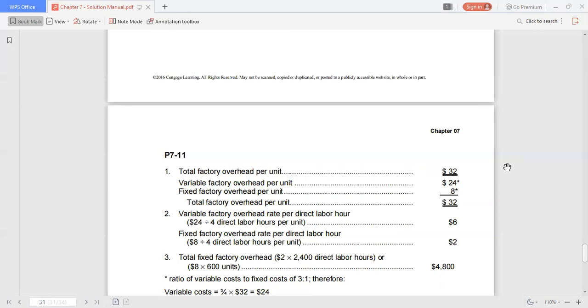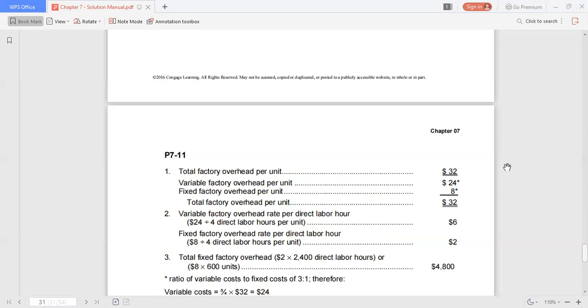So now you see the components, materials 18 per unit, direct labor 36 per unit, and total factory overhead per unit is equal to 32. So we have now the total unit cost equal to 86. Okay, the standards are based on normal capacity of 2,400 direct labor hours. Actual activity for October follows.